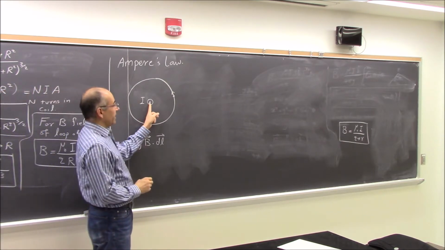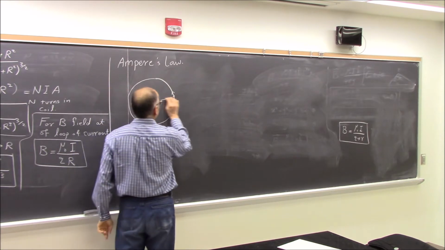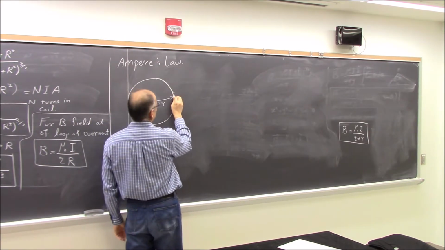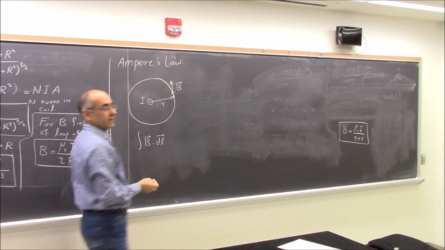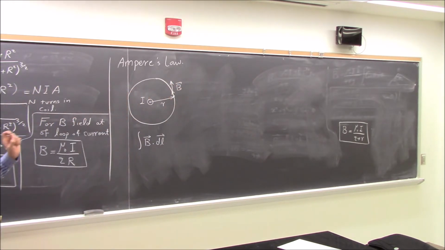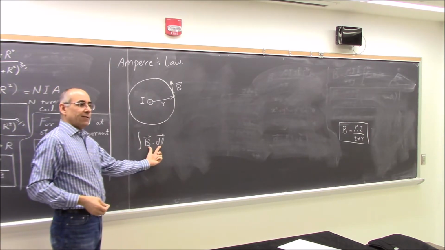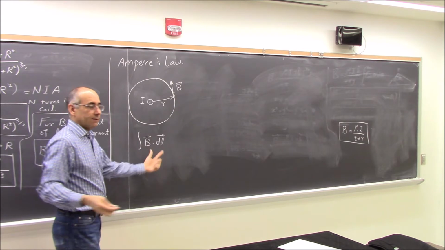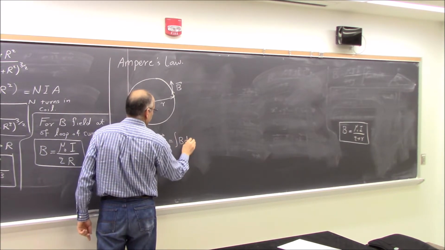Which direction is B of this wire at this point? Let's say this is r. B cross r is like this. B is this way, and dl is also in the same direction, if dl is small, right? And then B dot dl becomes just B times dl, right? It becomes integral of B dl.